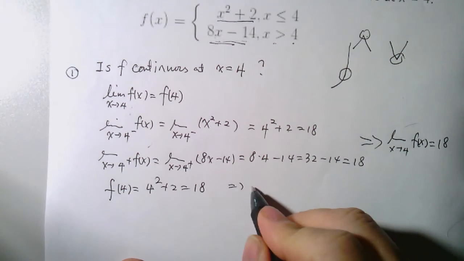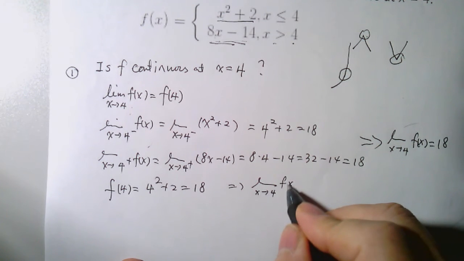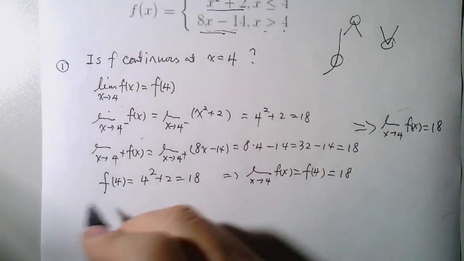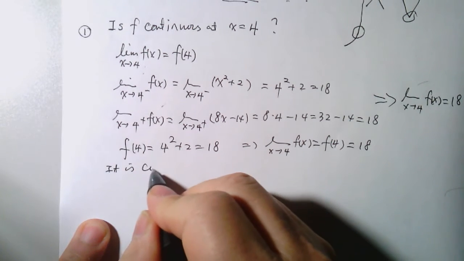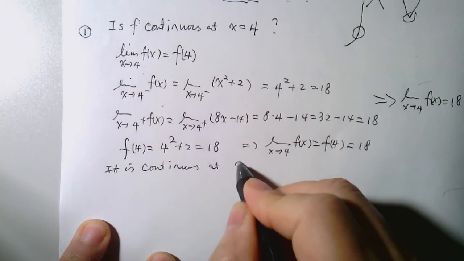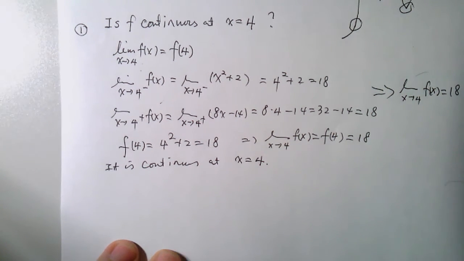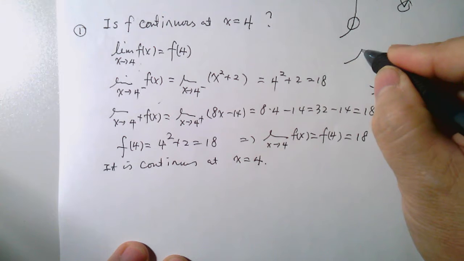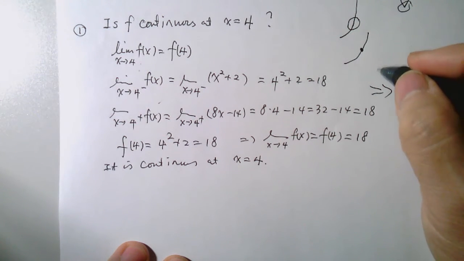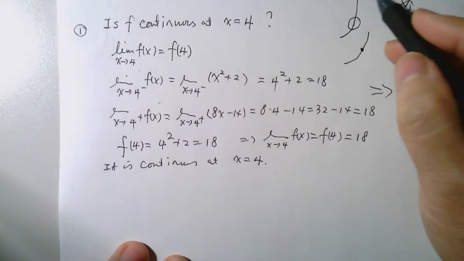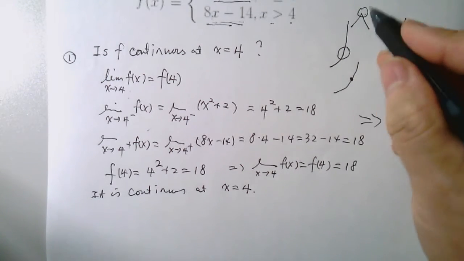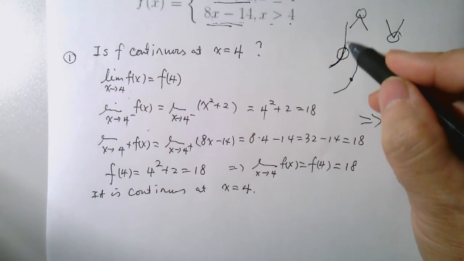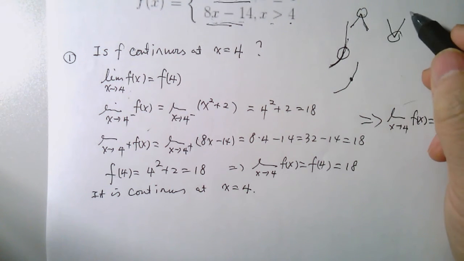So that tells us the limit and the function value are the same. That means it is continuous at x equal to 4. But that's only the first part. That only tells you the function connects. As for whether the connection is smooth or like this or like this, we don't know. So we have to make sure the connection is smooth.